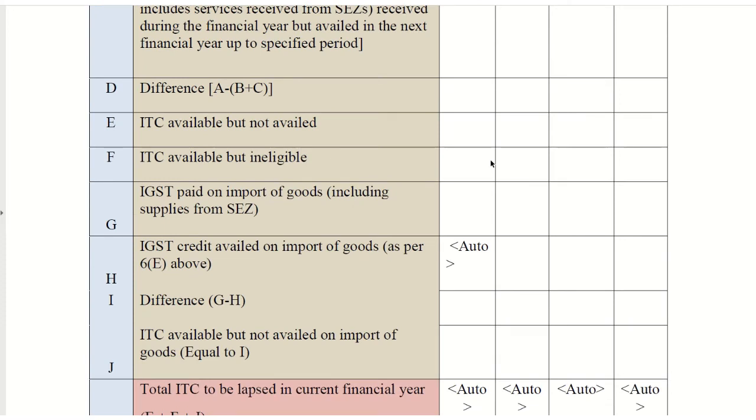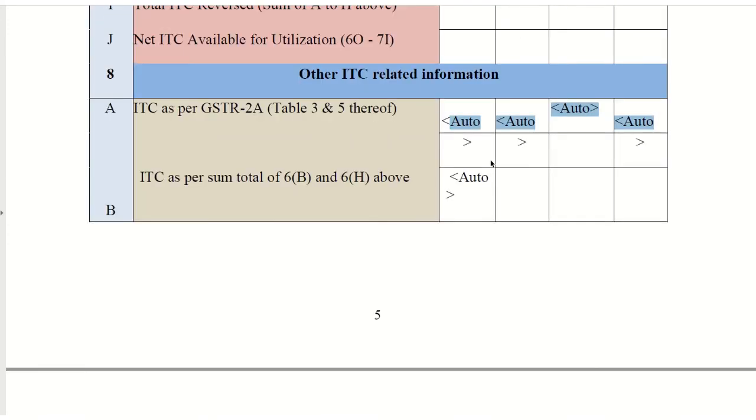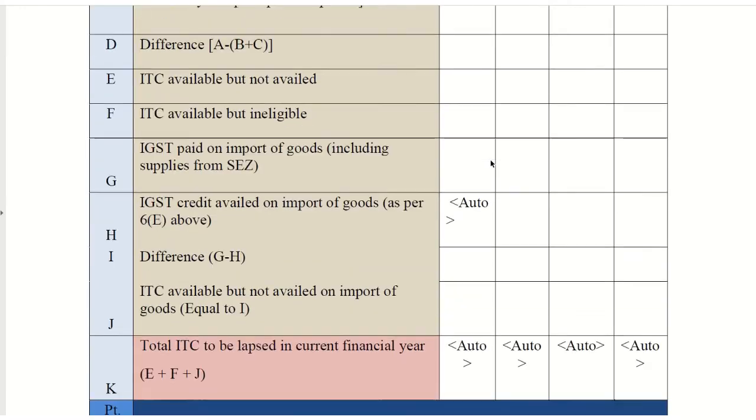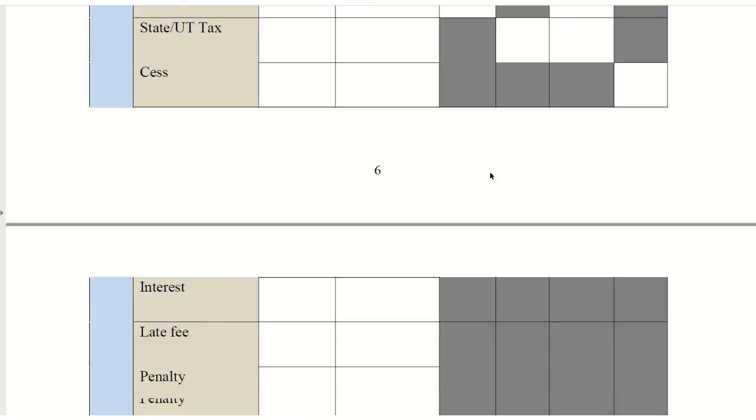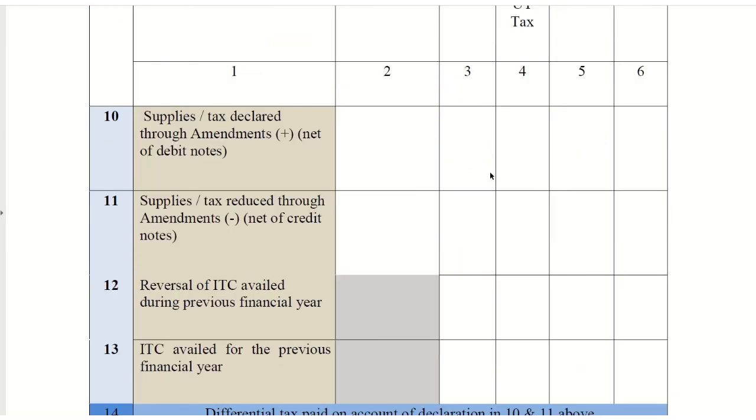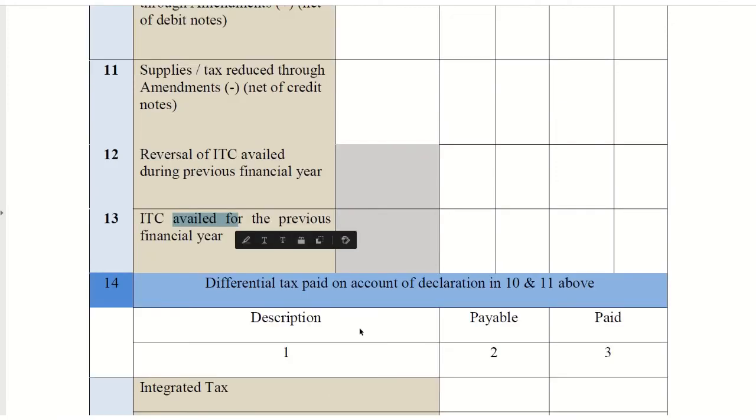However, you may opt to still upload the table 8A to 8D if the figures are not accurate here. However, the law does not provide for this. Table 9 is kept unchanged, no changes here. Table number 10, 11, 12 and table number 13 are kept unchanged. They have to be filled.